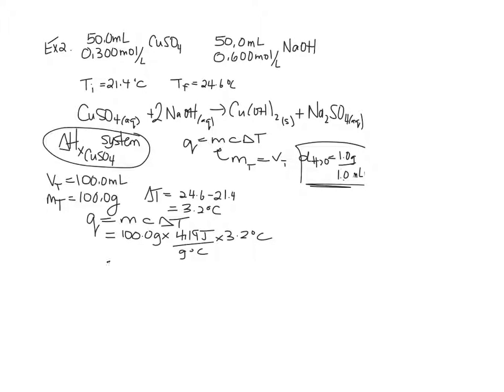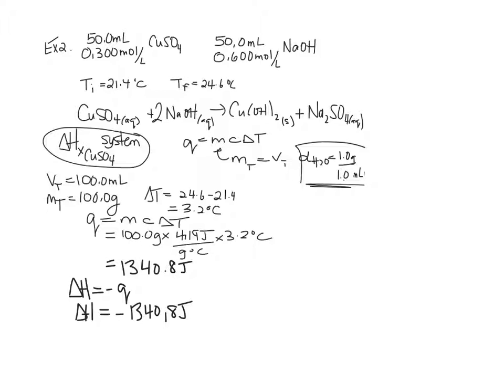So our Q is 1,340.8 joules. Our temperature went up 3.2 degrees Celsius, so heat was transferred from the system into the surroundings. So it was an exothermic process. So delta H is negative Q. So delta H is negative 1,340.8 joules.